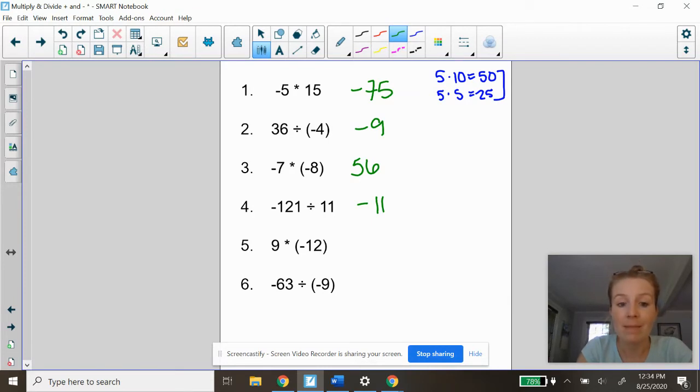Okay, 9 times negative 12. All right, so I know positive times a negative is a negative. Here, I'm going to think about, I know that 9 times 11 is 99, so I'm going to add 9 more and know that 9 times 12 is 108. And last but not least, we have negative 63 divided by negative 9. So I know that quotient is going to be positive. And I know that 63 divided by 9 is going to be 7.